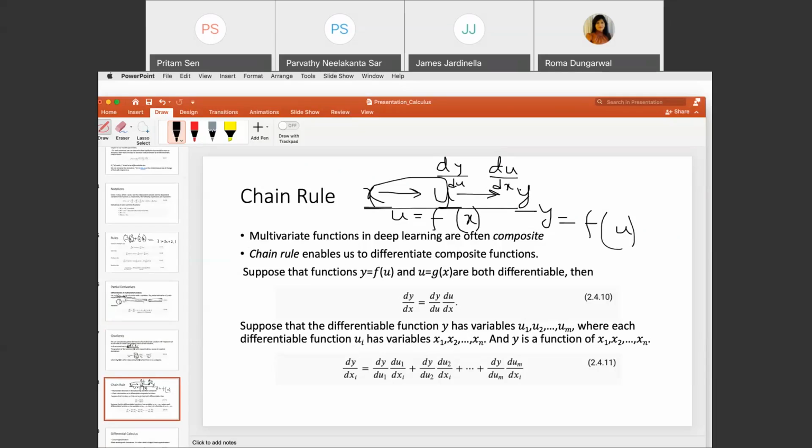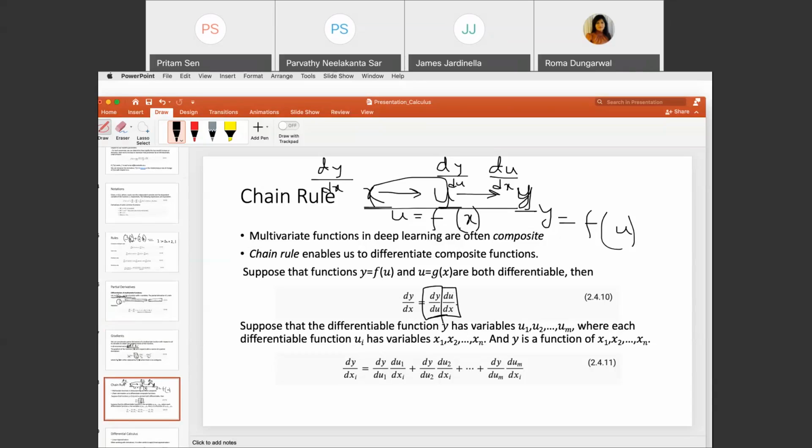Now if we want to calculate the change in y with respect to x, that means we want to calculate dy dx. We can apply the chain rule. Applying the chain rule means we first calculate the change in y with respect to u, and then the change in u with respect to x, and then just multiply them. So change in y with respect to u times change in u with respect to x. This is called the chain rule.